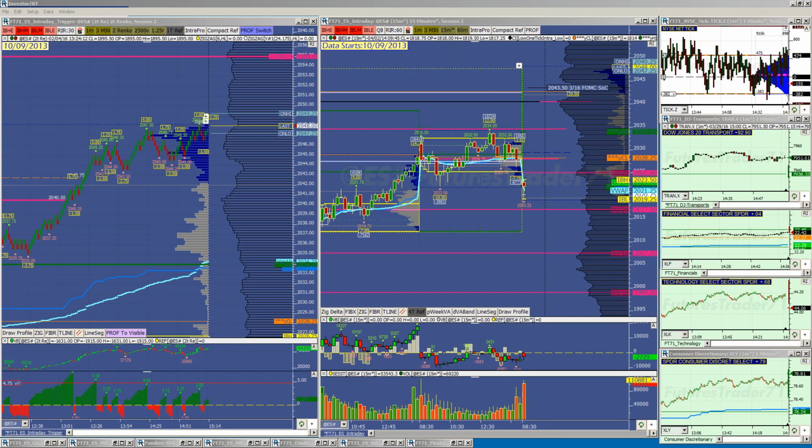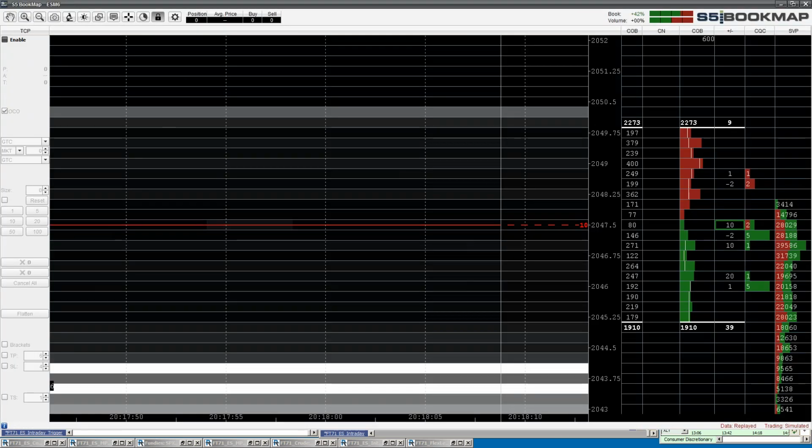Do you find yourself watching Bookmap more than your charts? No, because I base my trades on my plan, and my plan is on my charts. I'm looking at the overall auction. Bookmap really comes into play, and I think they're doing a webinar for you guys here soon, only when I'm stalking trades.